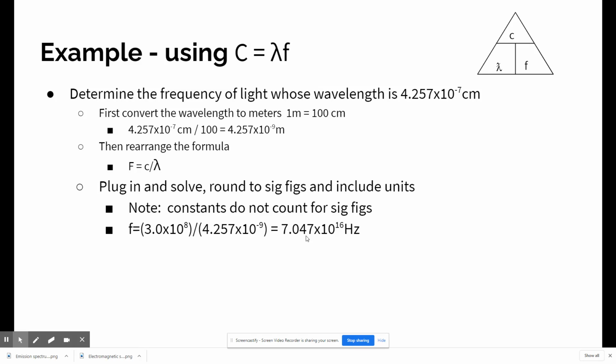And then when I'm rounding to sig figs, I do not look at my constants for my sig figs. Constants can technically go out forever. It just depends on where somebody randomly decided to cut the number off. So I'm going to get my sig figs from my given measurement. This number here has 4 sig figs. Remember that all the numbers in the coefficient are significant. So that's 1, 2, 3, 4. Then I would round my answer to 4 sig figs, and I would get 7.047 times 10 to the 16th hertz.